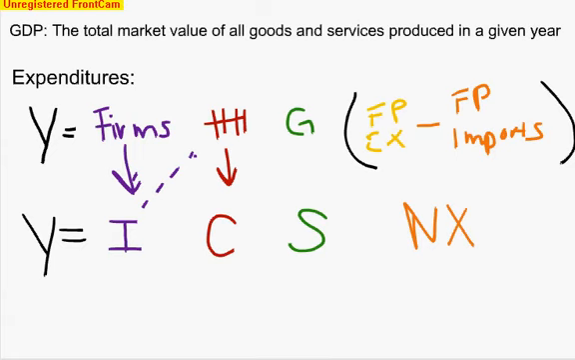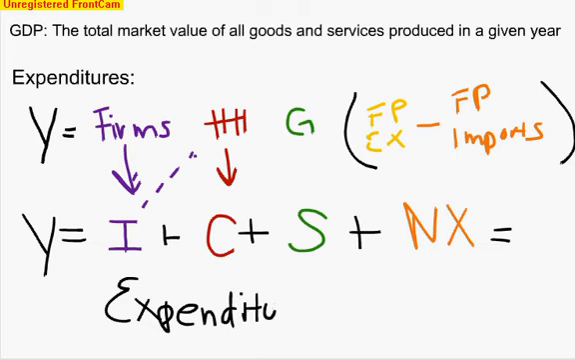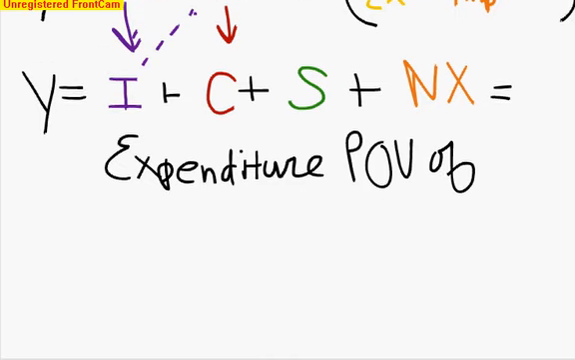And so what the economists are going to do is they're going to add all of these things together, and if we sum these things up we get the expenditure point of view of GDP.